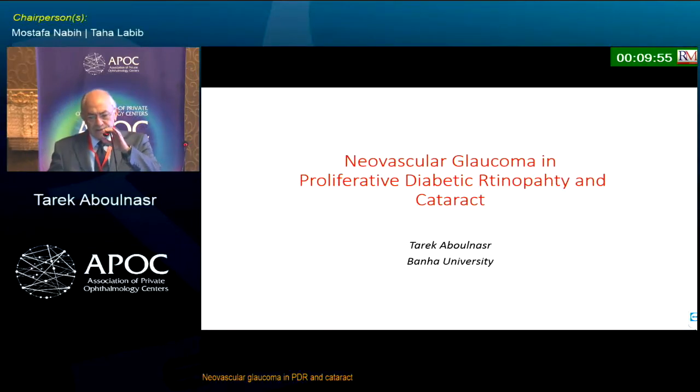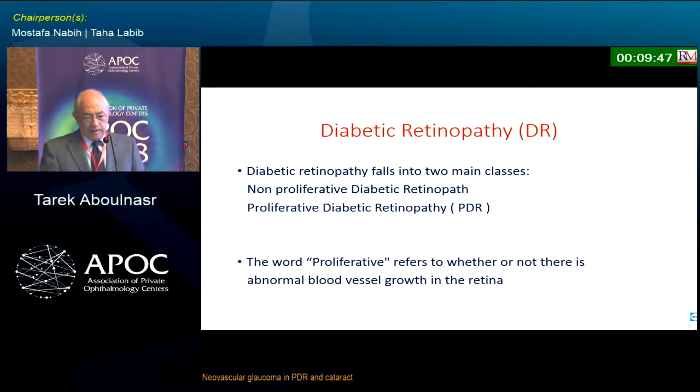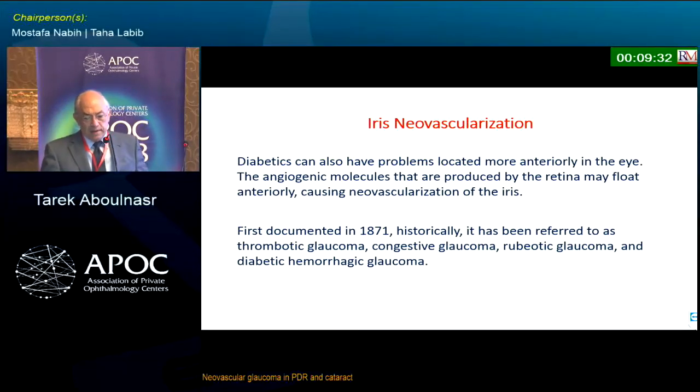Mr. Chairman, dear colleague, my presentation today will be under the title of the neovascular glaucoma in proliferative diabetic retinopathy. Diabetic retinopathy falls in 2 main classes, non-proliferative and proliferative. The word proliferative refers to whether or not there is abnormal blood vessel growth in the retina. Diabetics can also have problems located more anterior in the eye. The angiogenic molecule that is produced by the retina may float anteriorly, causing the neovascularization of the iris and causing the neovascular glaucoma. It was first documented in 1871.